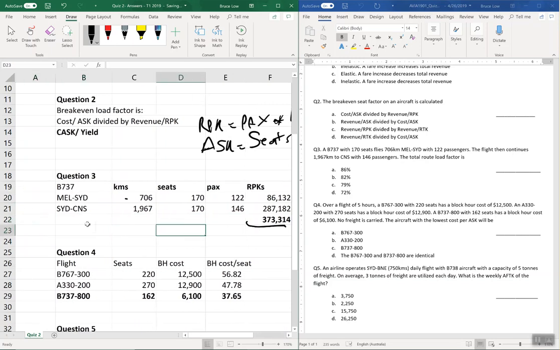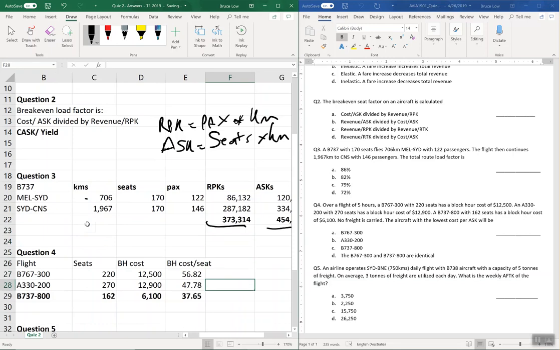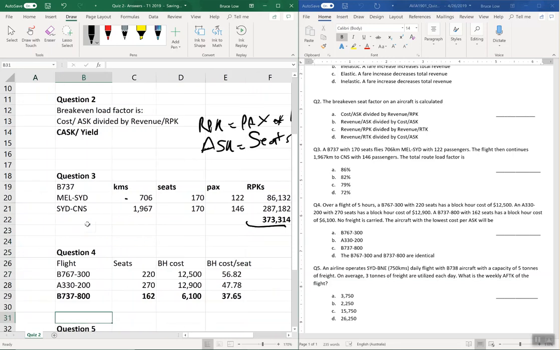All right, question 4 is looking at block hours. Now, I've had a few questions about block hours, and so block time is defined as when the doors shut, basically to, so the doors shut, you taxi, you take off, you fly, you land, you taxi, you pull up at the gate, and then when the doors open, that's when block time ends. So it's basically everything from when the doors shut to when the doors open at the other end. And that's your block time, and you measure that in block hours.